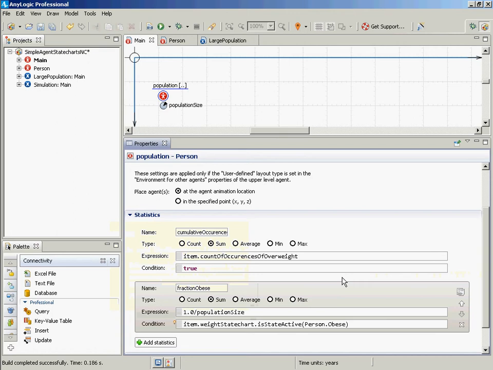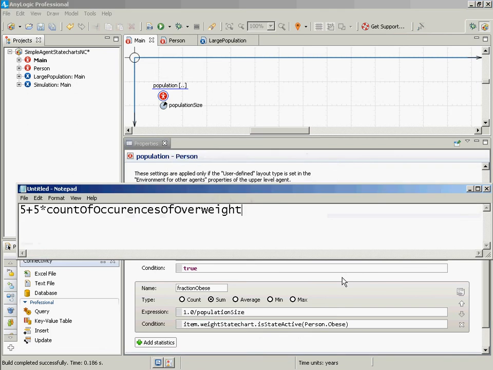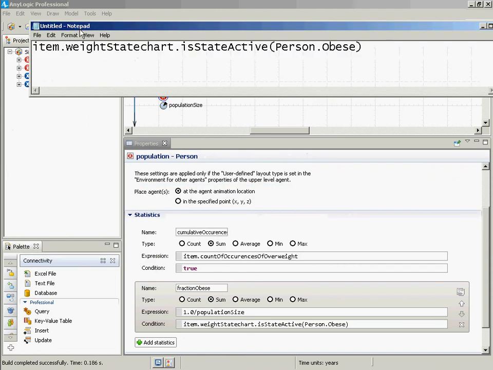Now let me put this up on the big screen, and you folks could see it, okay? So there you go. This is a reference to the person, and we're saying, hey, for you person, for your weight state chart, which is after all the thing that keeps track of whether they're obese or not, is this current state active?